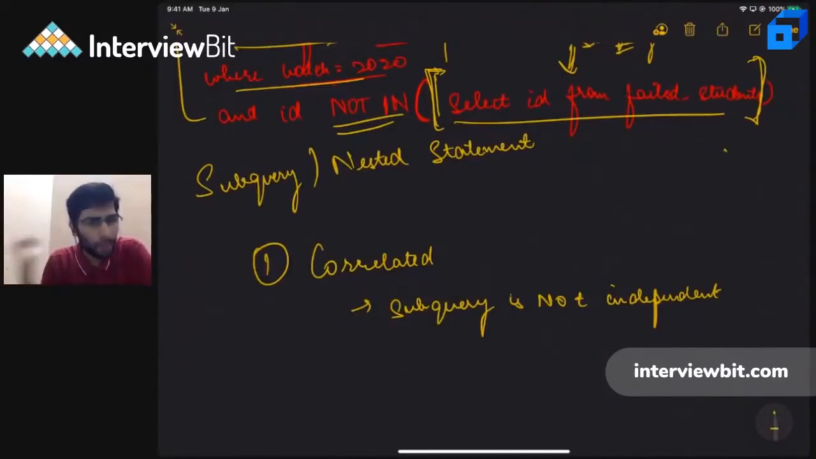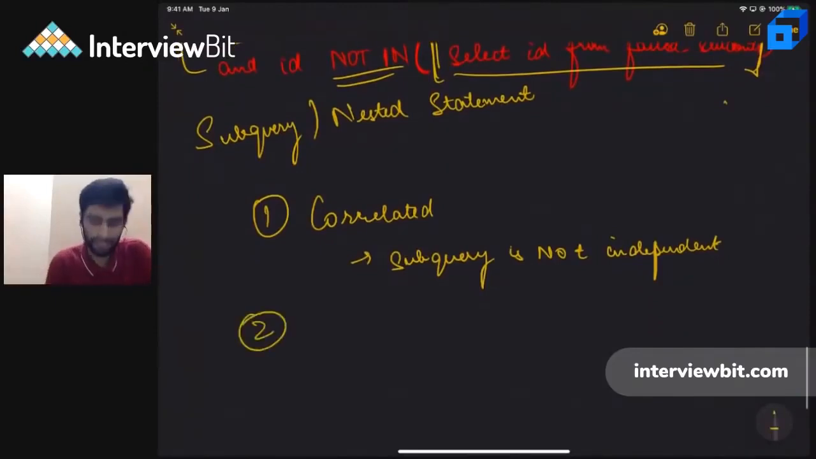So if there is a correlated subquery, then what can be a different kind of subquery? The second kind of subquery can be a non-correlated subquery.